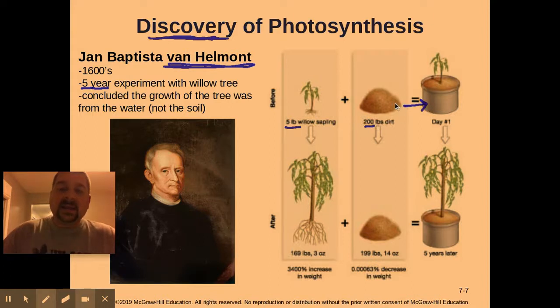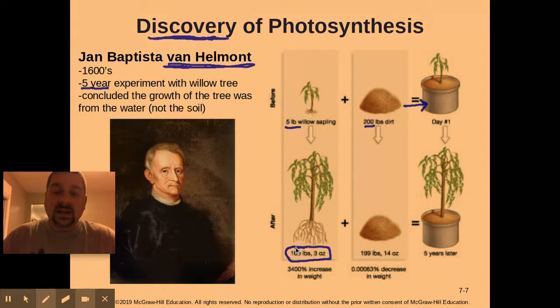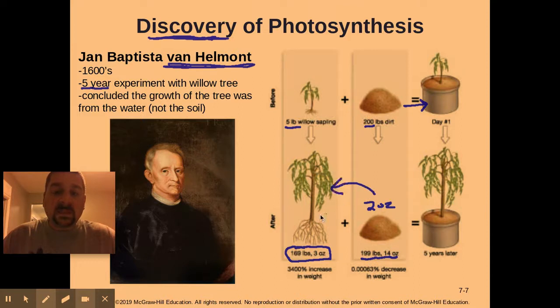And then he watered it for 5 years. After 5 years, that plant's almost 170 pounds. And then he's like, whoa, there must not be much dirt left. Measured the dirt, 199 pounds, 14 ounces. Okay, it only lost like 2 ounces of dirt. So how did 2 ounces of dirt become another 164 pounds of tree? Okay, how does that happen?